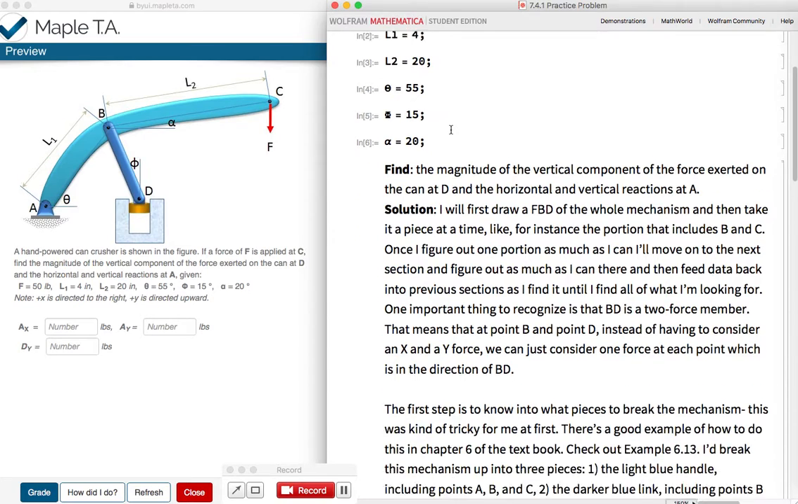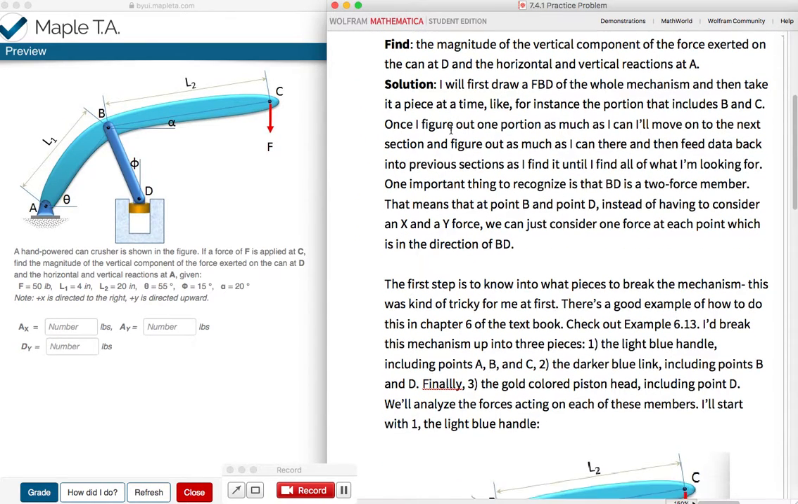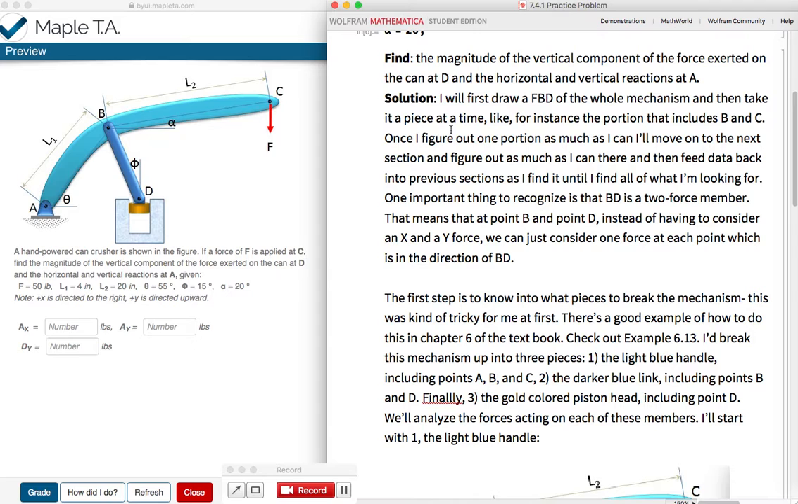But we just talked about what they want us to find. Now, normally in a situation like this with a mechanism like this, what we'd want to do is break it up into different pieces and then analyze each piece separately with its own free body diagram. So what I would normally do is take ABC, this arm, and analyze that as its own free body diagram, BD as its own free body diagram, and then D. So take each piece apart, look at all the forces on it.